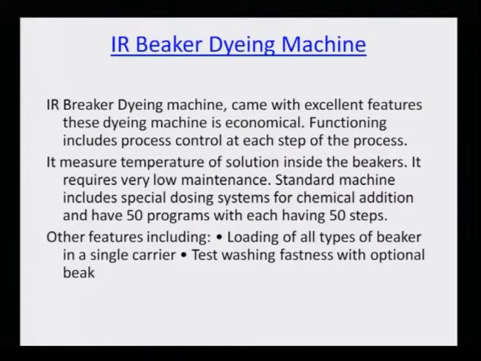Coming to IR Beaker type of dyeing. IR Beaker dyeing machine comes with excellent features. This dyeing machine is very economical. Functioning includes process control at each step of the process. It measures temperatures of solution inside the beakers. It requires very low maintenance. Standard machine includes special dosing systems for chemical addition and has 50 programs with each having 50 steps. So, this is like a programmed machine where you can put in the chemicals and dosing according to the choice of the recipe of the dyeing.